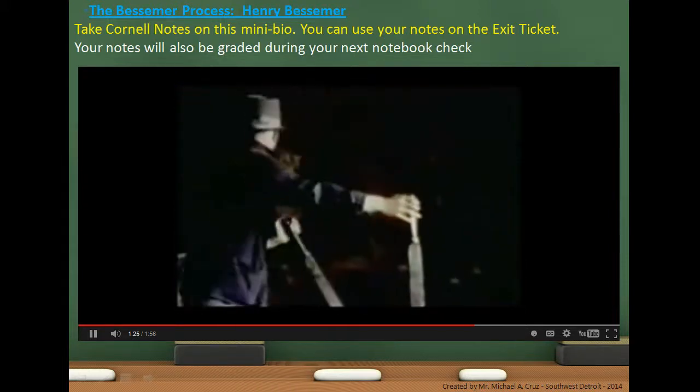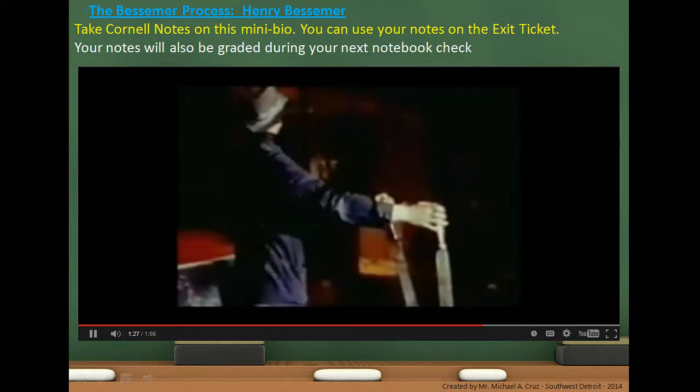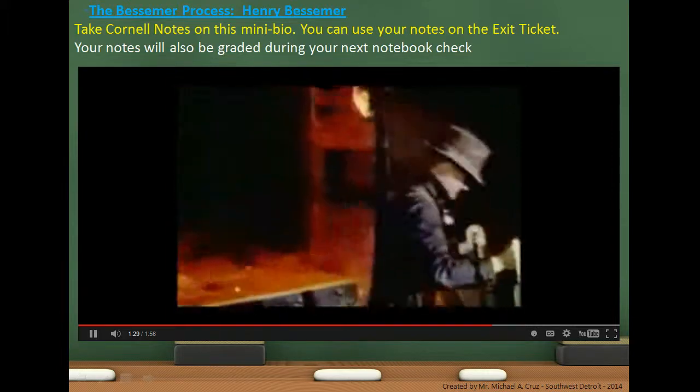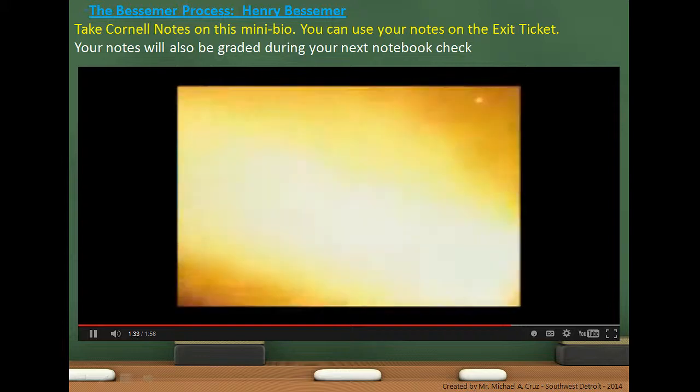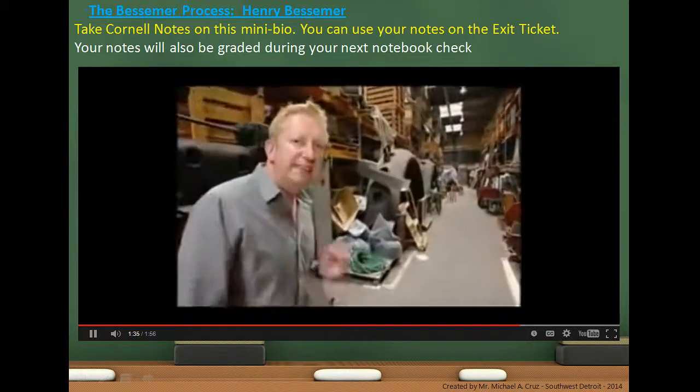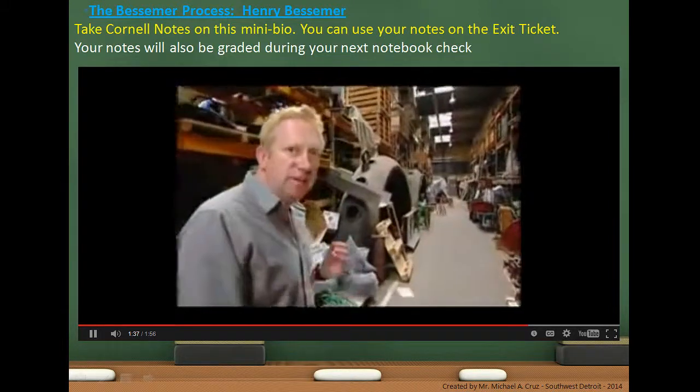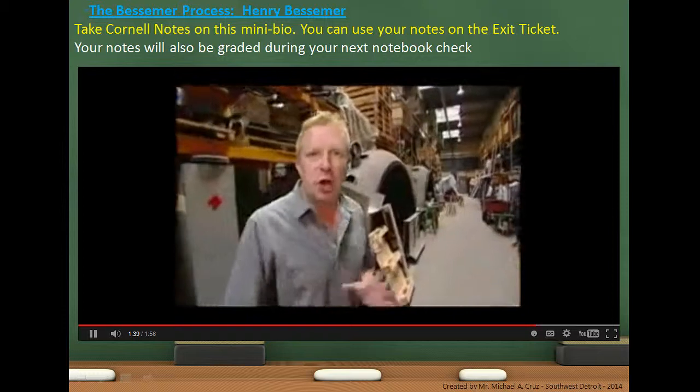When the iron is purified, the bowl is tilted down again and the newly made steel is teemed, or poured out, into ladles and cast into ingot moulds. Bessemer steel was an engineer's dream. A material for everyday use stronger than iron.